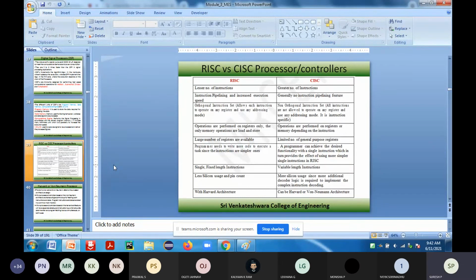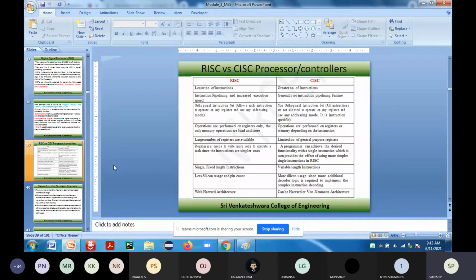RISC stands for Reduced Instruction Set Computer, whereas CISC stands for Complex Instruction Set Computer. As I told you, in the RISC design philosophy with respect to ARM, most of the instructions will run in a single clock cycle, whereas CISC makes use of more clock cycles to run a single instruction.